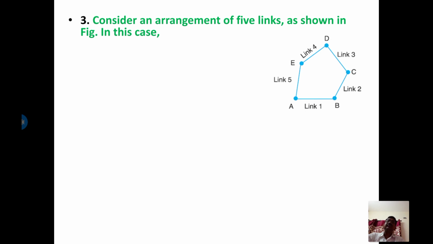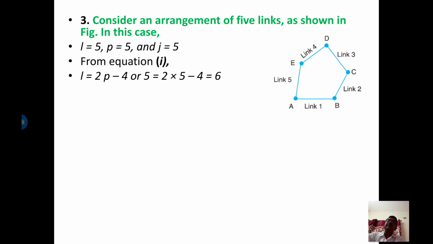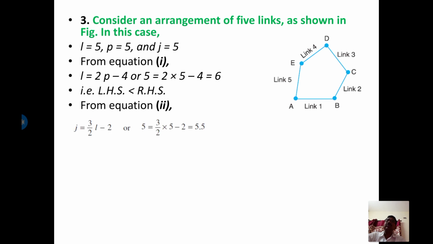Next one is 5 links. In this figure you are observing 5 links, 5 joints, and the number of pairs is also 5. Substituting in L equal to 2p minus 4, the number of links is 5, but the 2p minus 4 value is 6, so the left hand side value is less than the right hand side value. At the same time, in the other equation, j equal to 3 by 2 L minus 2, because these are all lower pairs, that's why we substitute this equation. So 5 equal to 3 by 2 into 5 minus 2, which is 5.5, therefore the left hand side value is less than the right hand side value.